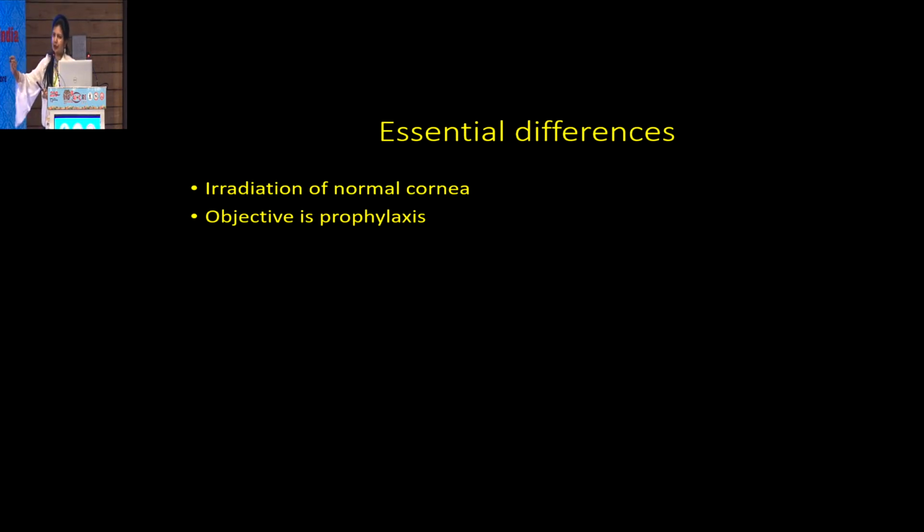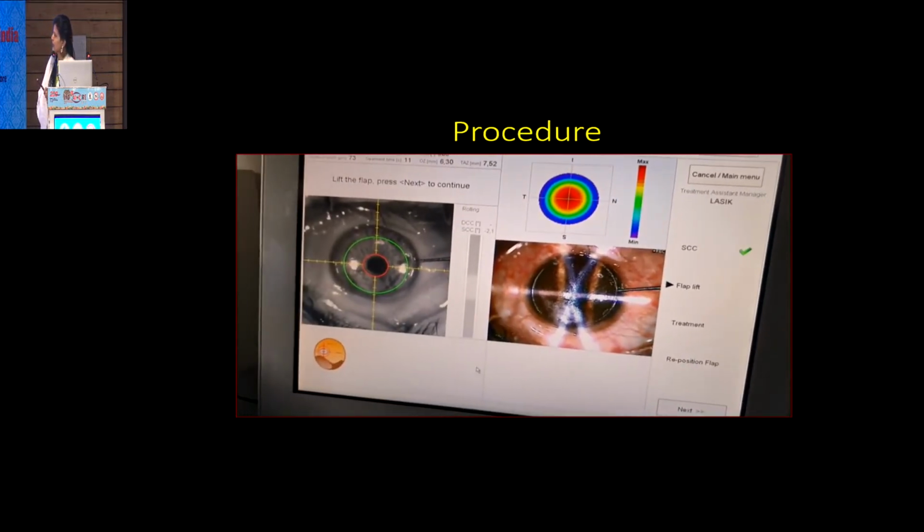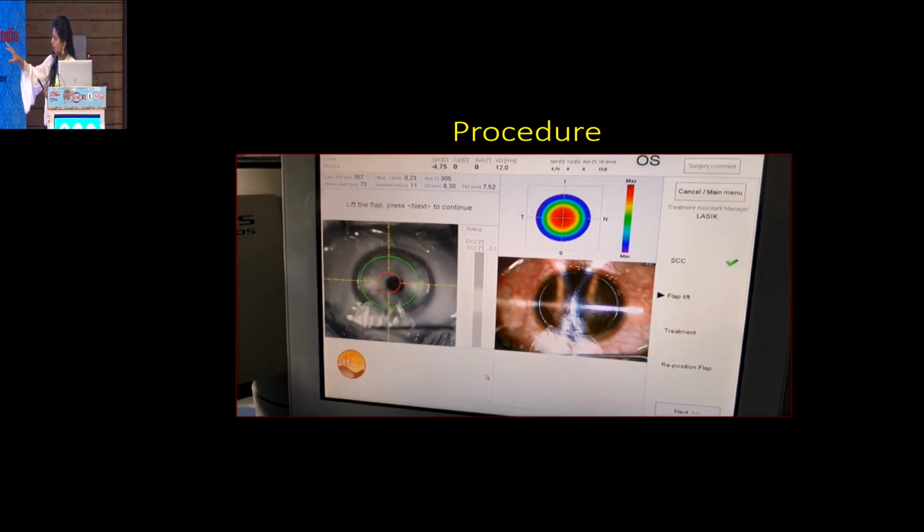So another thing that should be remembered is that a normal cornea is being irradiated. There are no signs of keratoconus at the time that you're doing the procedure. And secondarily, this is done as a prophylaxis and not as a treatment. So what is the procedure like, basically?